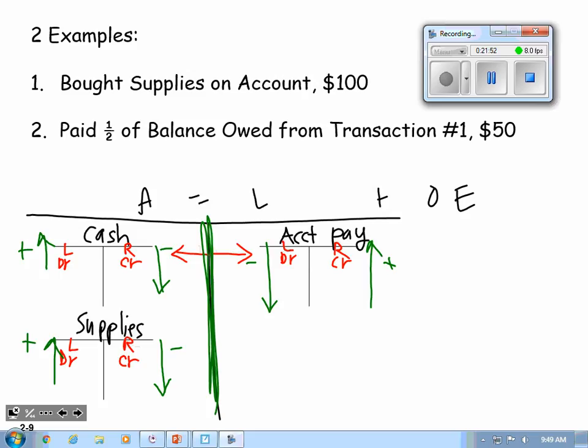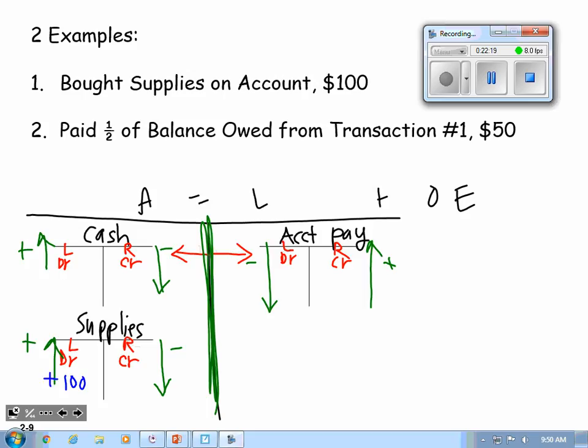If I bought supplies on account, what did I gain? Did an asset go up? Okay. So am I going to debit or credit that $100 if I got them? It's on the left side of the big T. The little baby T is going to go up. I happen to see that that's a debit because I bought them. I gained them. That's the normal balance side.